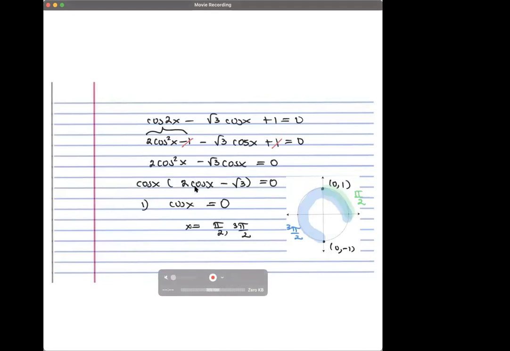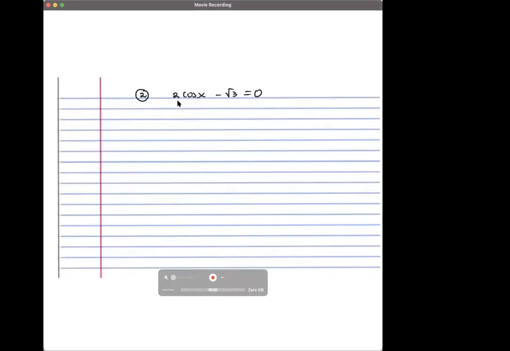And then number 2 is from the second factor, 2 cosine x minus root 3 equal to 0. So 2 cosine x minus root 3 equal to 0. Since this is a linear equation, i.e. the cosine is not raised to the second power, we're going to solve for cosine by adding a root 3 and dividing by 2. So we get cosine of x equal to root 3 divided by 2. I know that cosine of 60 degrees, because I've memorized that, is 1/2. So therefore, it must be the cosine of 30.